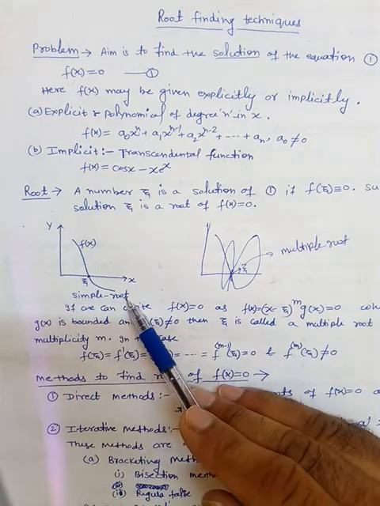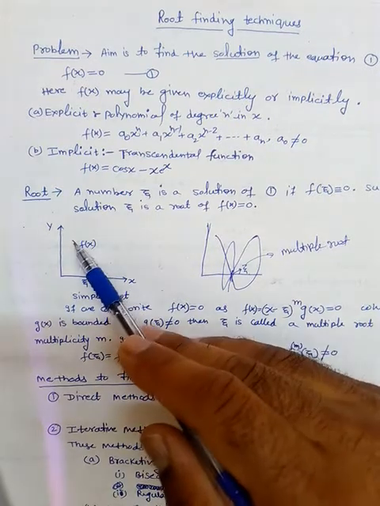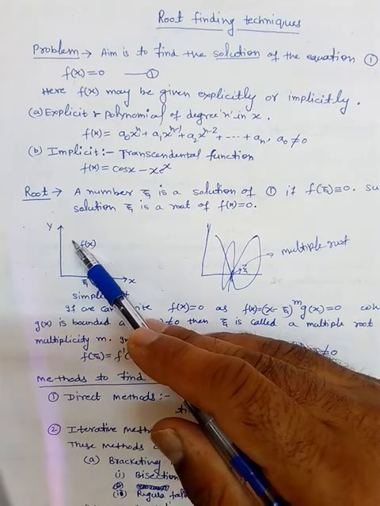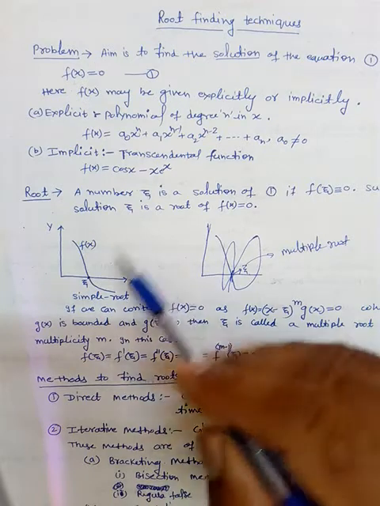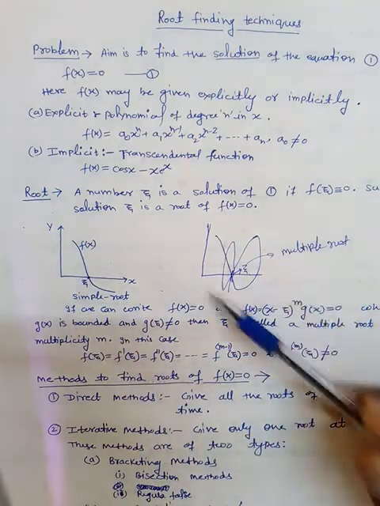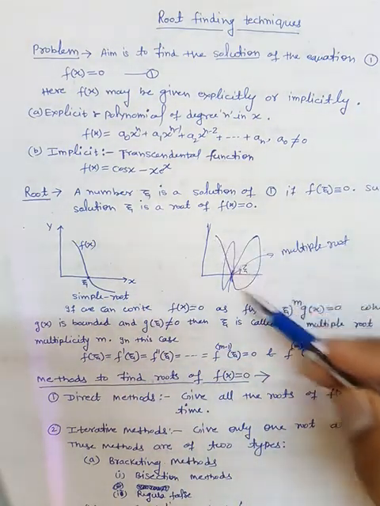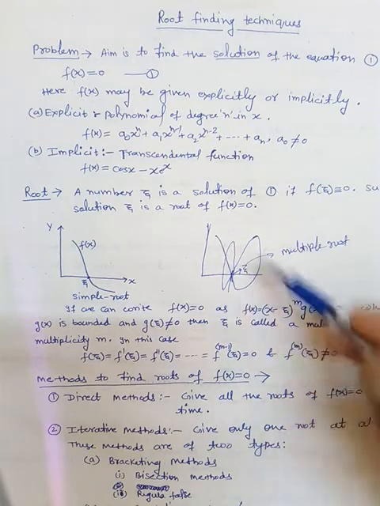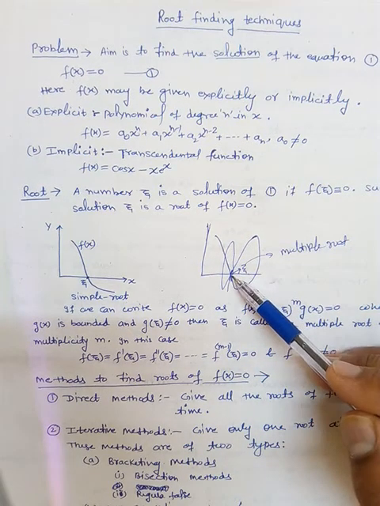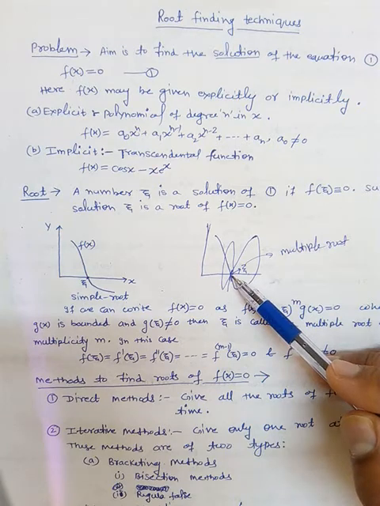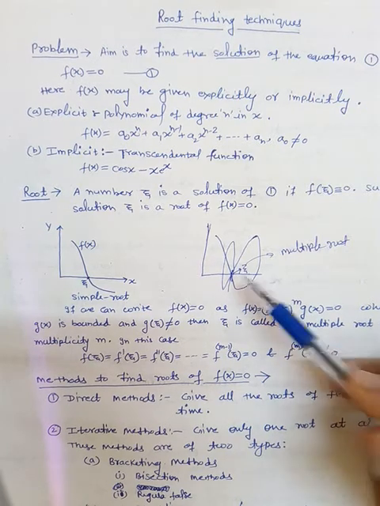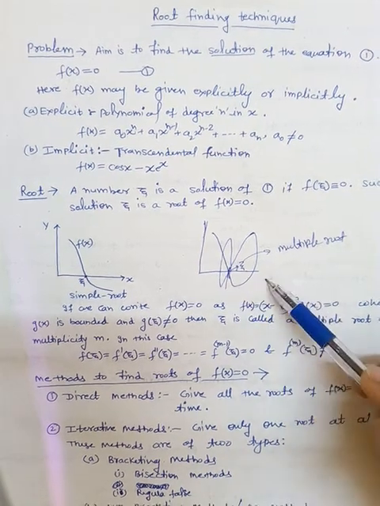But sometimes this function may be very highly non-linear and intersect the x-axis multiple times. For example, here you will see that this function intersects the x-axis multiple times, and that's why this xi is repeated a number of times, or maybe there are different roots at different places.